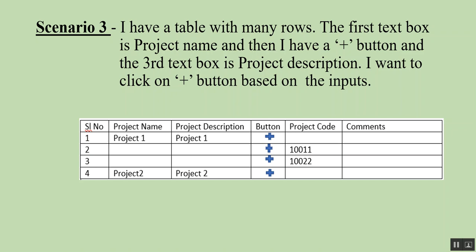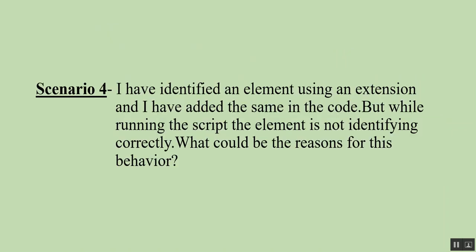If I give the project code as 10011, I want the plus button to be clicked from the second row. So I want you to try to create one XPath which will do this action. If I give the project name or the project code, it does not matter. Whatever I give, I should be able to click on the plus button of that corresponding row. That's my third scenario.